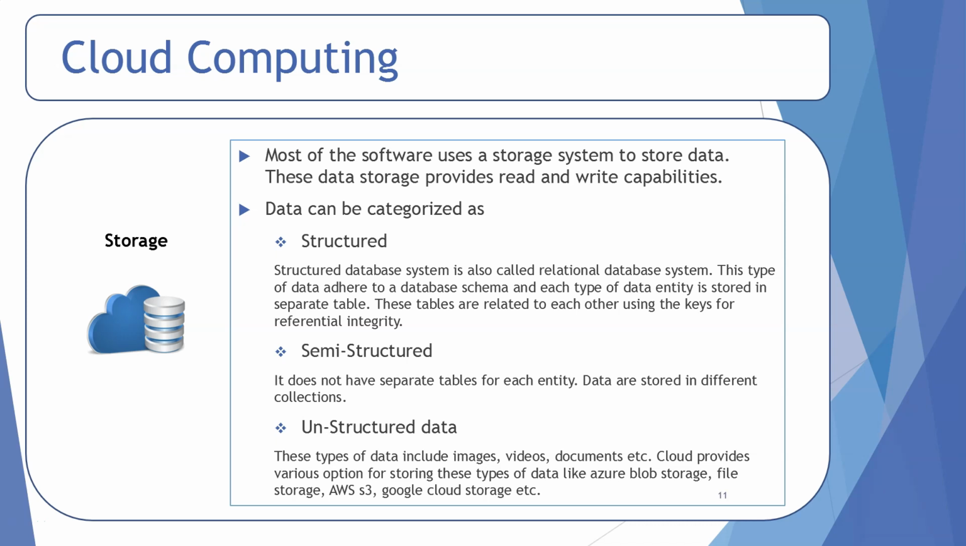Semi-structured database system does not have separate tables for each entity. Data are stored in different collections. They don't follow a strict schema definition, so data structure can be changed for each item. For example, to store e-commerce application data in a semi-structured database system, we can store product and product variation data in one collection. Each product can have a different number of attributes and variations.